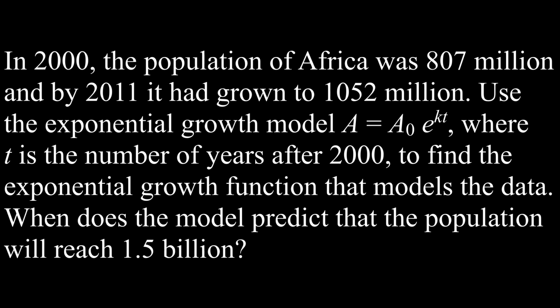For our first example, we have that in 2000, the population of Africa was 807 million, and by 2011, it had grown to 1,052 million, that is 1.052 billion. Use the exponential growth model A equals A0 e to the kt, where t is the number of years after 2000, to find the exponential growth function that defines the model. And then predict, using the model, at what year the population will reach 1.5 billion.